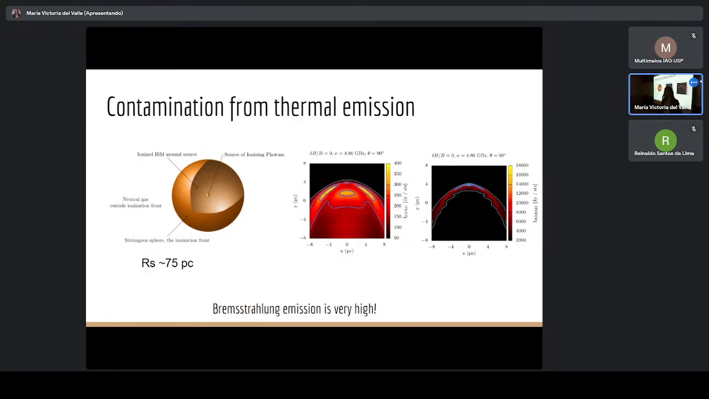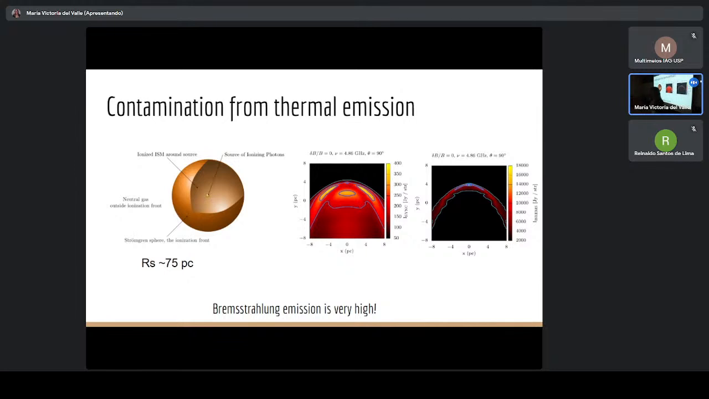But I didn't understand when it is a truly huge problem. When? When it isn't a problem. The thing is, why is it a problem? Because we would like to see the non-thermal emission.